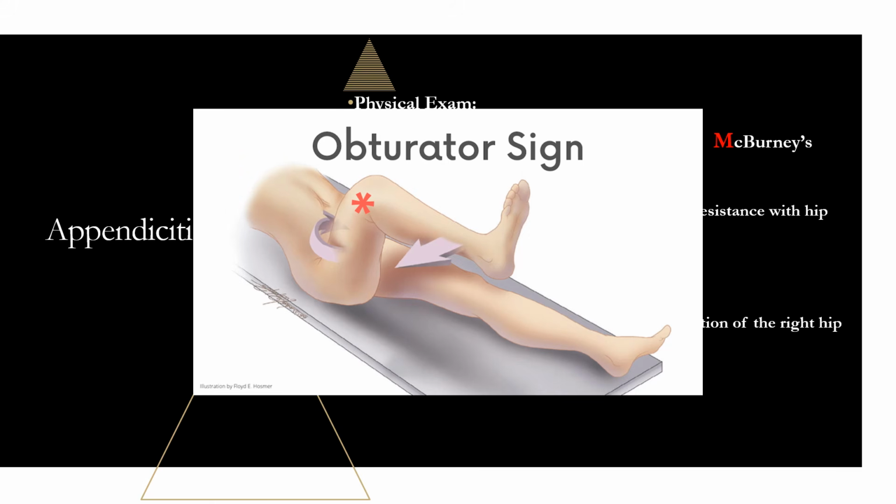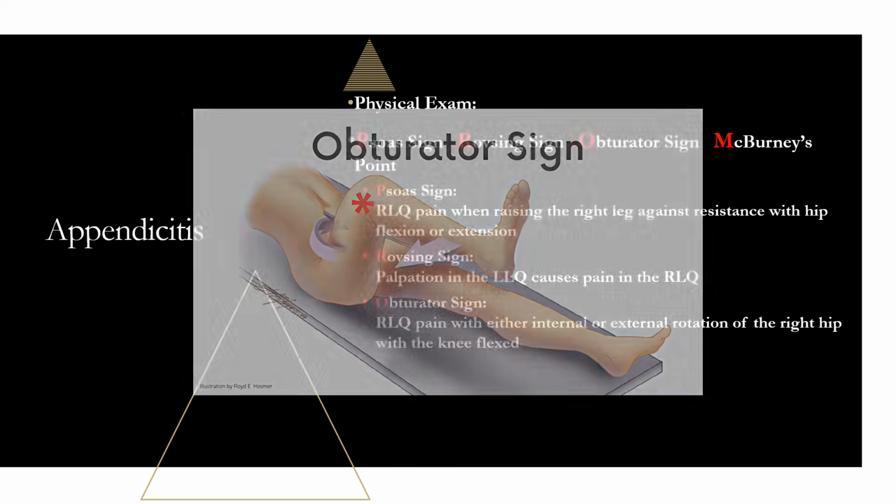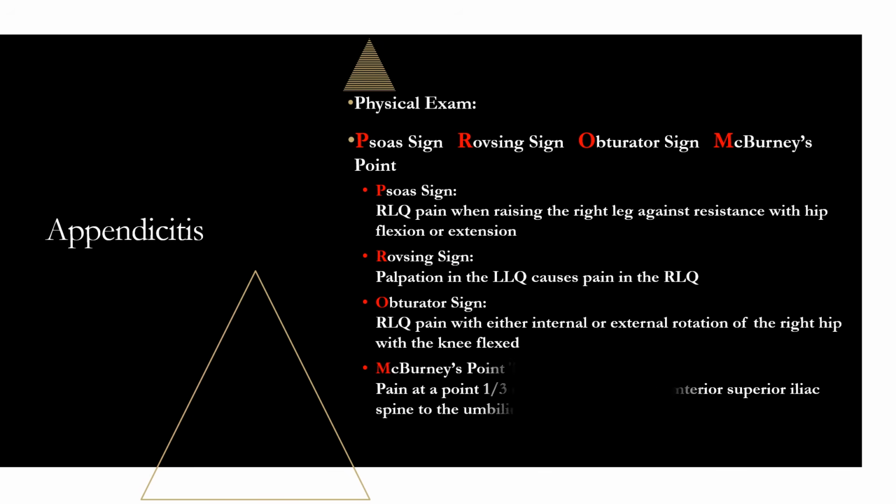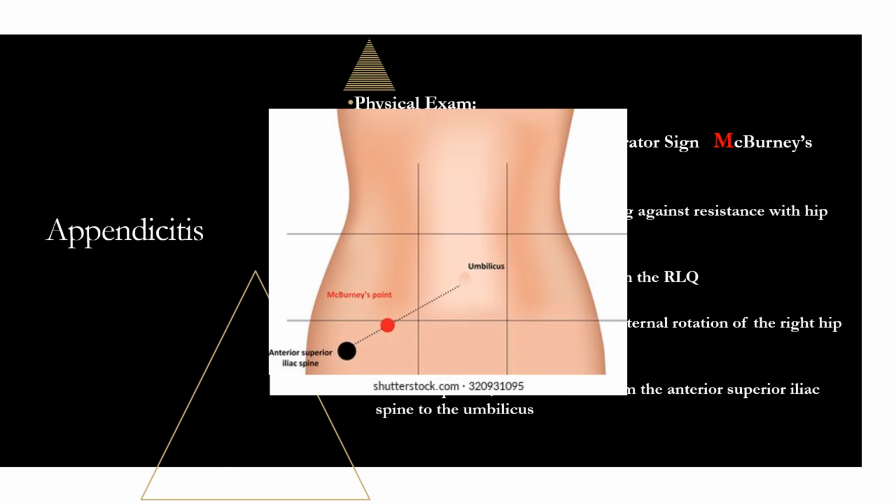Again, the obturator on the hip there is indicating the area that's moving around, causing pain in the right lower quadrant. And one last one, the M in PROM is going to be McBurney's point tenderness. This is a pain a third of the distance from the anterior superior iliac spine to the umbilicus. So you can see right here, you have the ASIS, you have the umbilicus. The pain that they're going to have is going to be in that right lower quadrant, which is a third of the way in between those two structures.